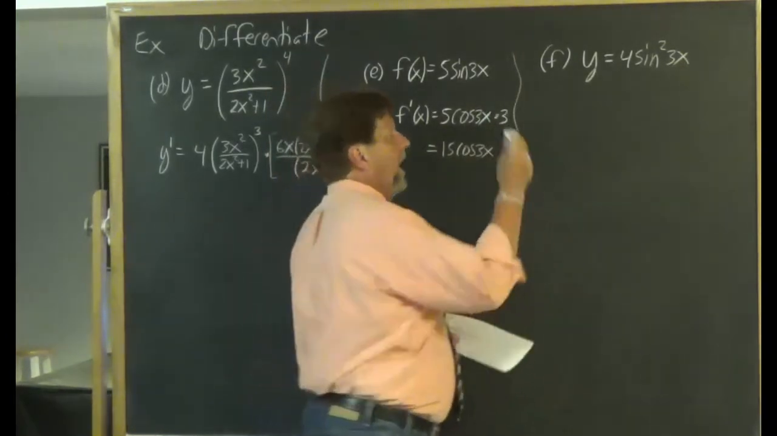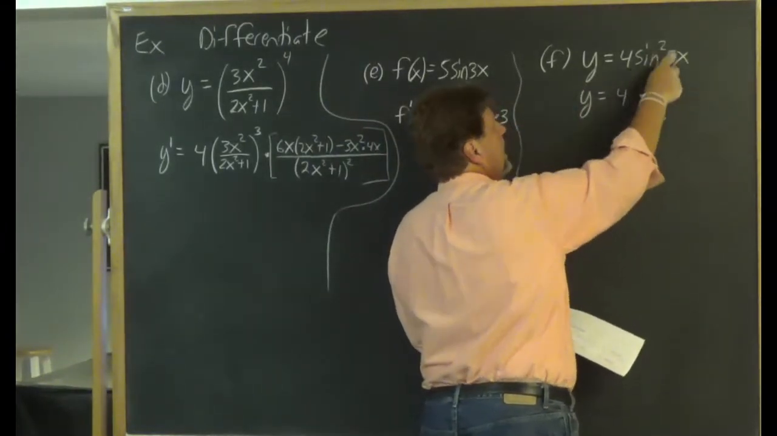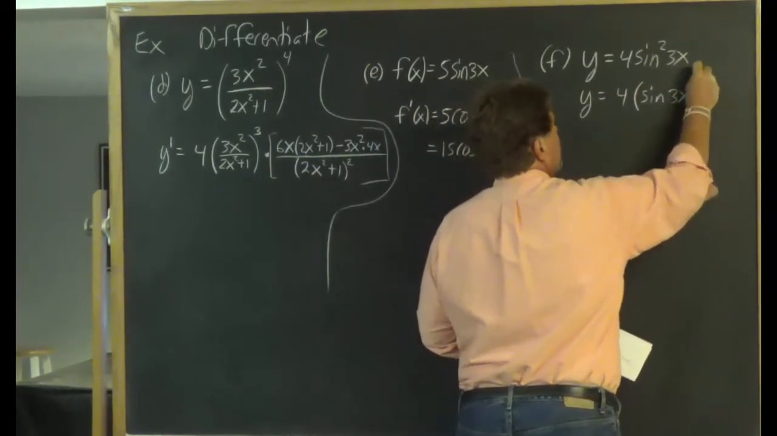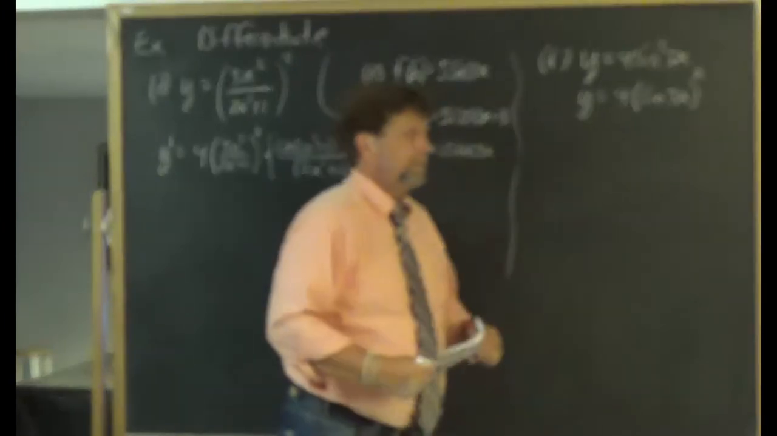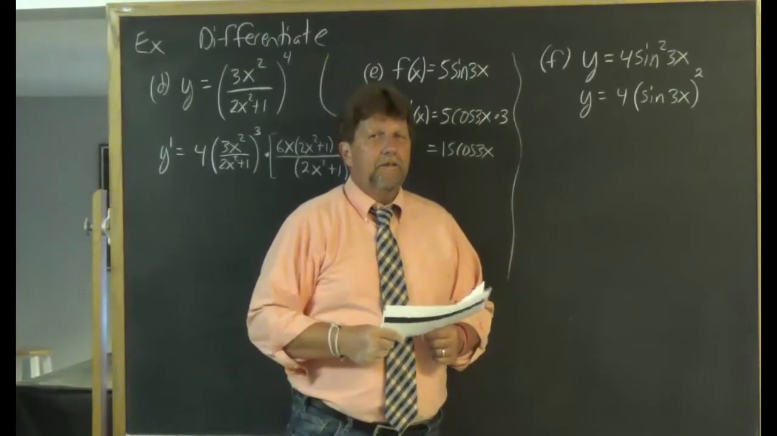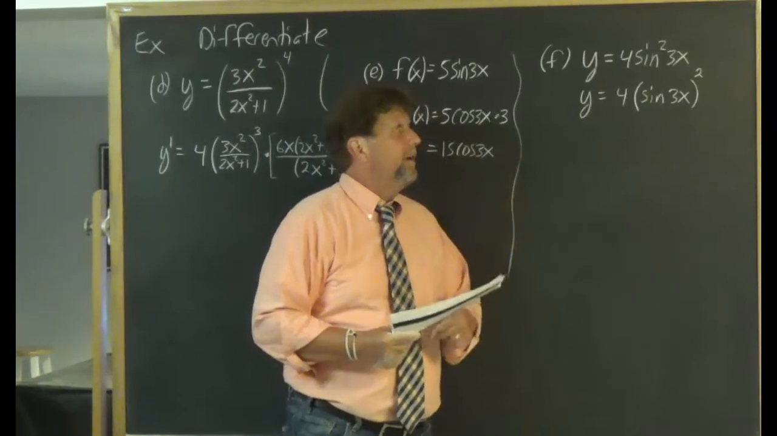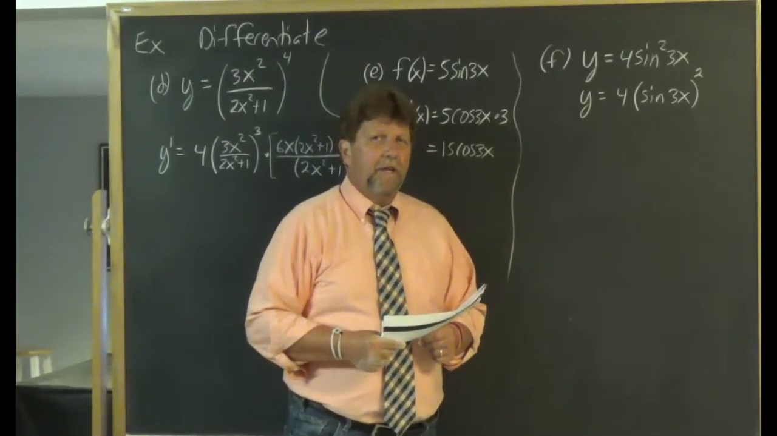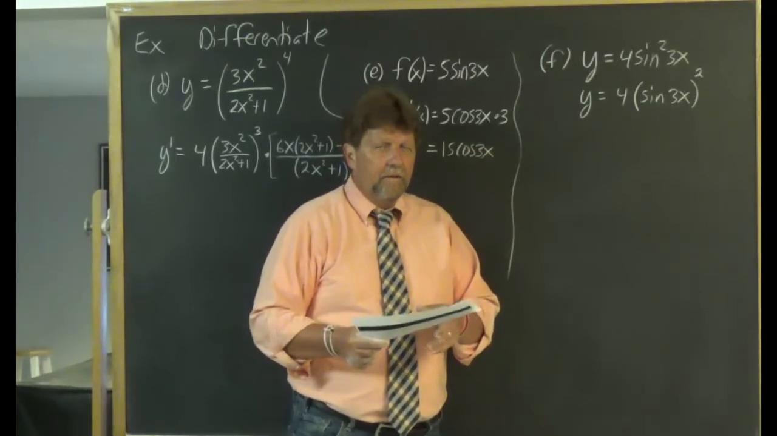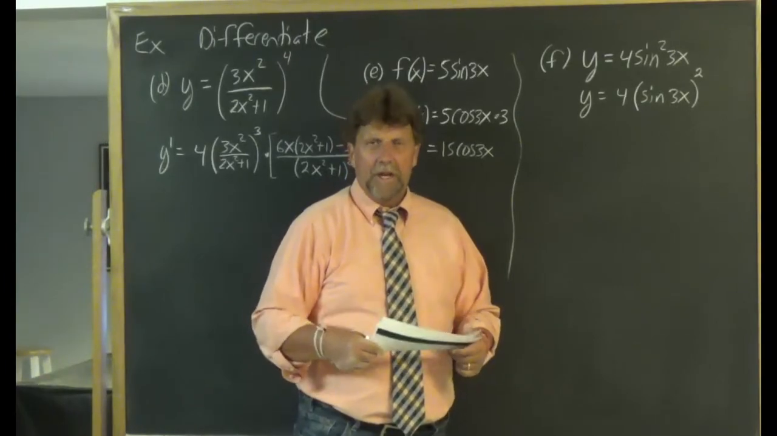Now for F, I would personally make my first step rewriting sine squared 3x as sine 3x quantity squared. And here we're going to have a nested chain rule, where there's a chain within a chain. So I'd like you to pause the video, see if you can get part F. Take your time with it, but see if you can come up with the correct derivative. When you're done, restart the video. I'll be here at the board working through it. Hopefully you got it correct.